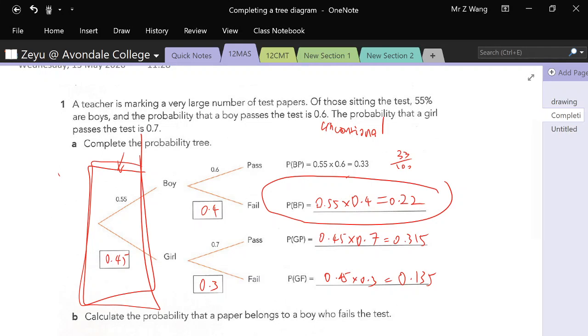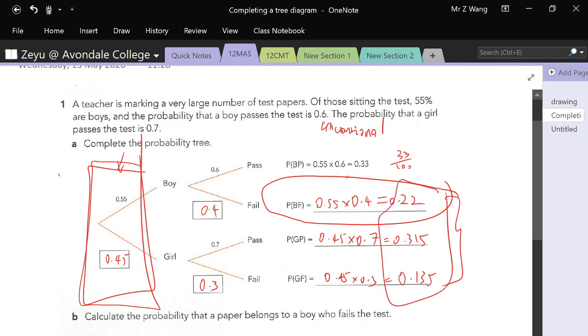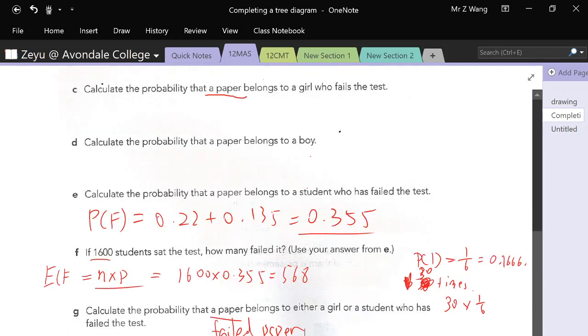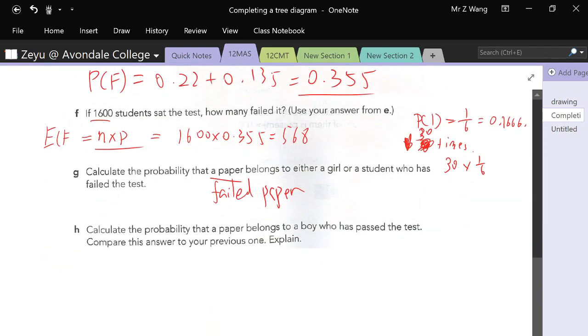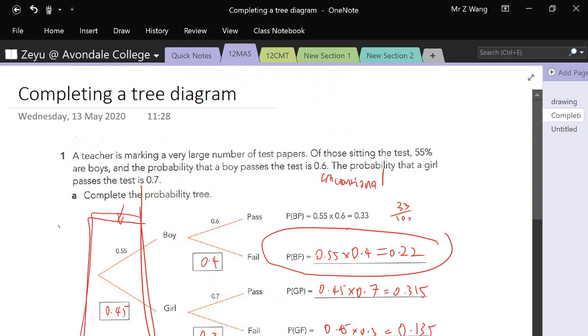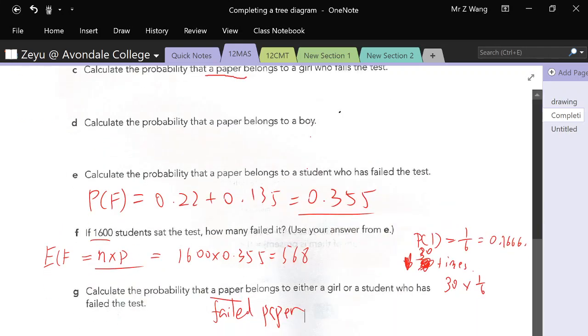So it'd be the last three. Fantastic. Last three. You add them up, right? Okay. Last question. Calculate the probability that paper belongs to a boy who has passed the test. Boy who passed. So that's 0.33. Yes, right?